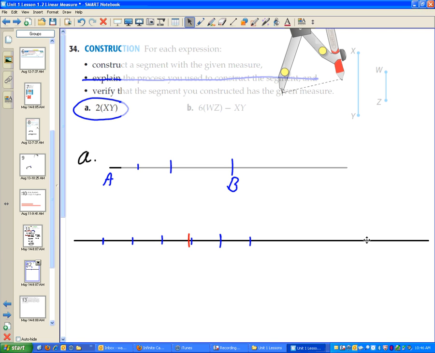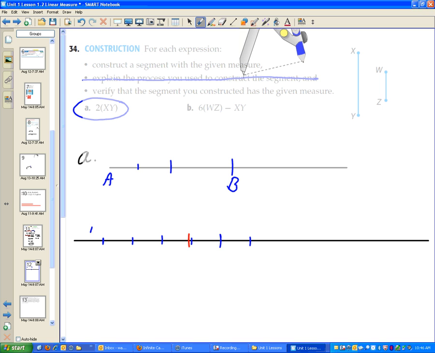All right, so take a look. First, I had to measure and make 6 WZs. So there's one of them, there's the second one, there's the third one, fourth one, fifth one. That's 6. So right there then, from point C to point D is 6 times WZ. Then I needed to subtract out the length of XY. So then I went and measured the length of XY again. So I come back here and put point E. So that means that the length of CE is 6 times WZ minus XY.